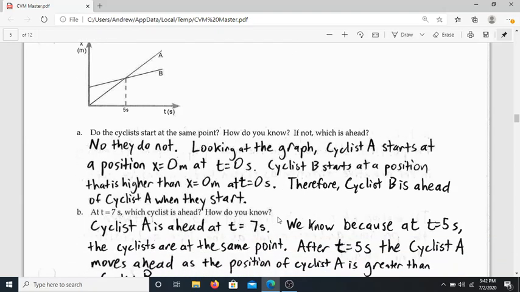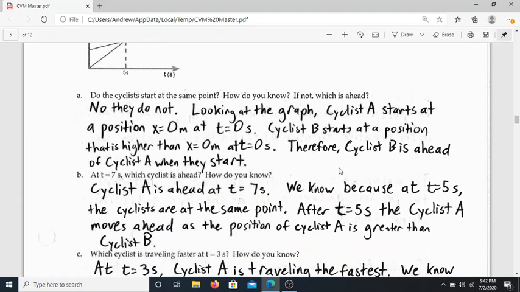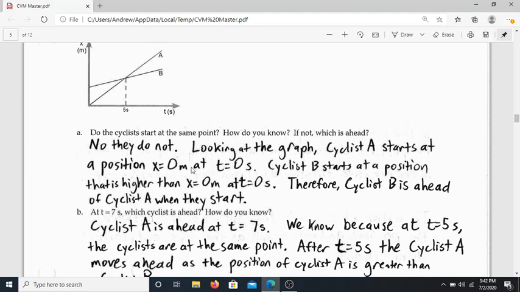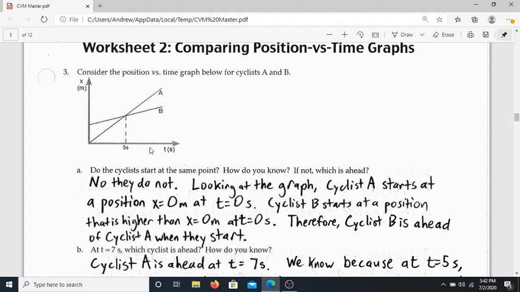For part B, at t equals 7 seconds, which cyclist is ahead and how do you know? This doesn't explicitly say anything about 7 seconds, but it does tell us that something happens at 5 seconds that's rather important. We're actually going to come back to that in a second. But looking at the graph, 7 seconds is going to be farther past 5 seconds. So let's say it's right here.